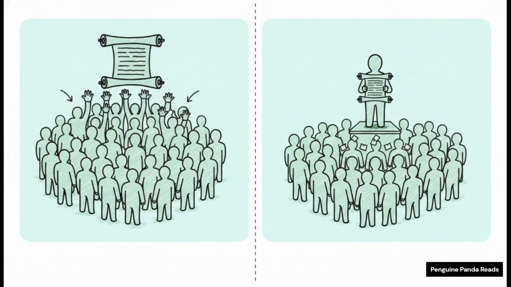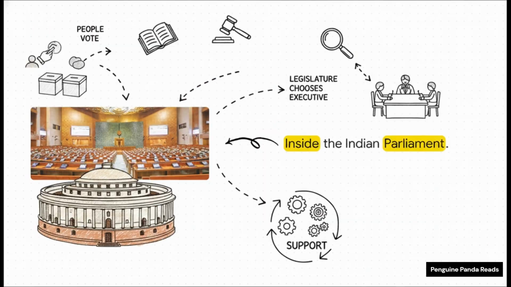You elect leaders to do the heavy lifting of governing, but the absolute key requirement is that those leaders remain entirely accountable to the public through regular elections. Take a look at the Indian Parliament. This perfectly captures a specific type of representative democracy, the parliamentary system.